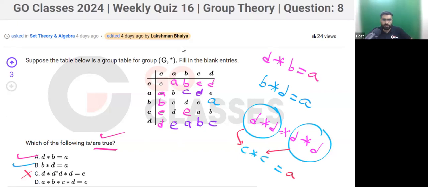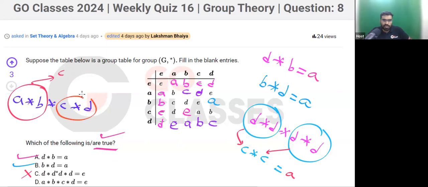What about the last one? A, B, C, D. Just see what is AB. AB is C. And what about CD? CD is B. Now what is CB? That is E. So yes, this is correct. So what is the answer? The answer will be ABD. Very simple question. Now let's move on.